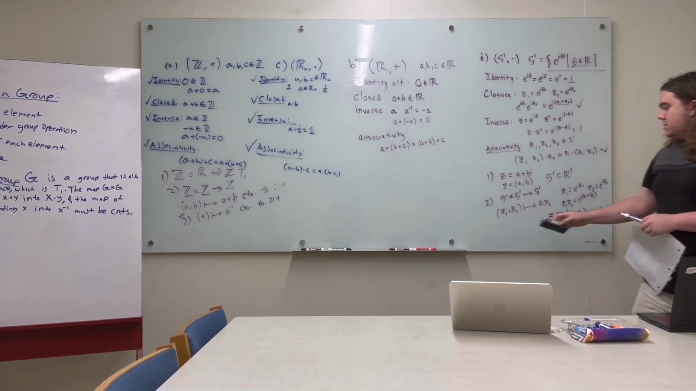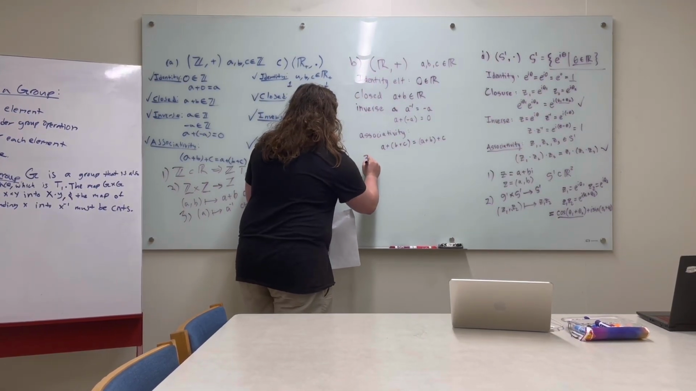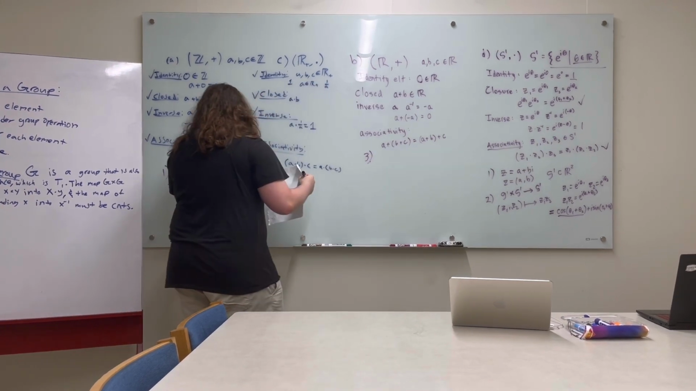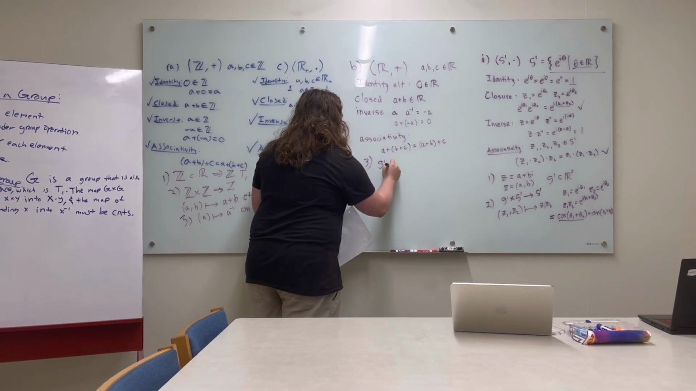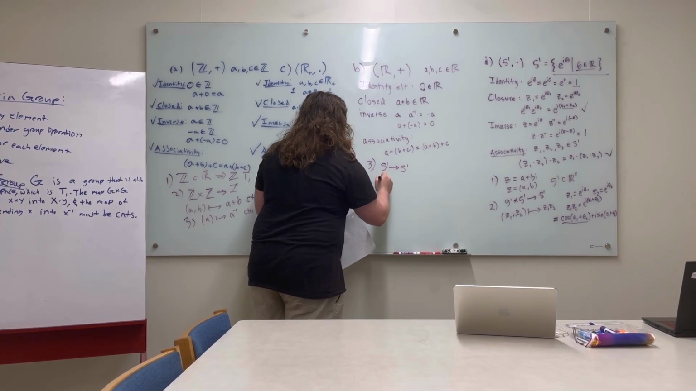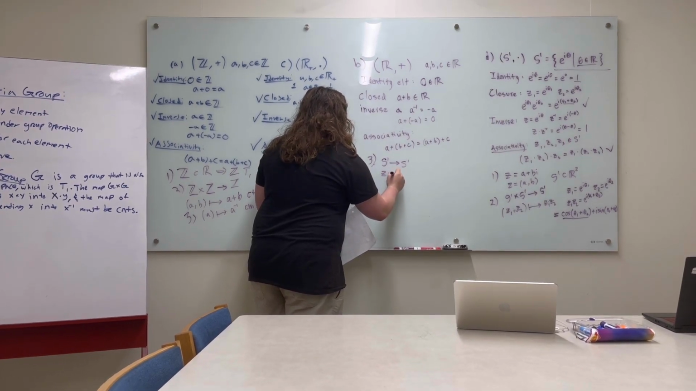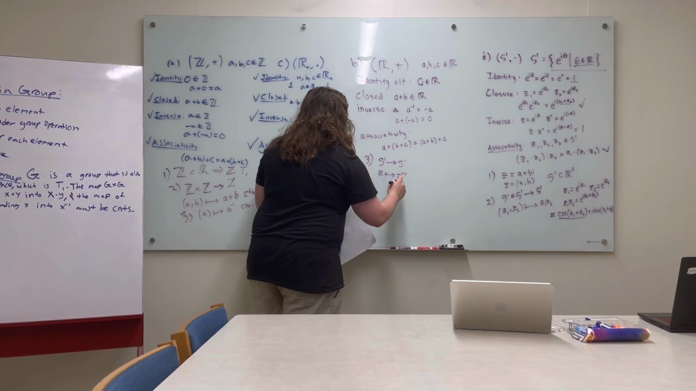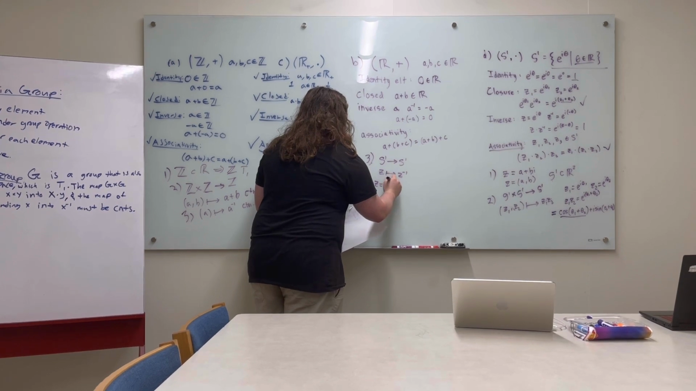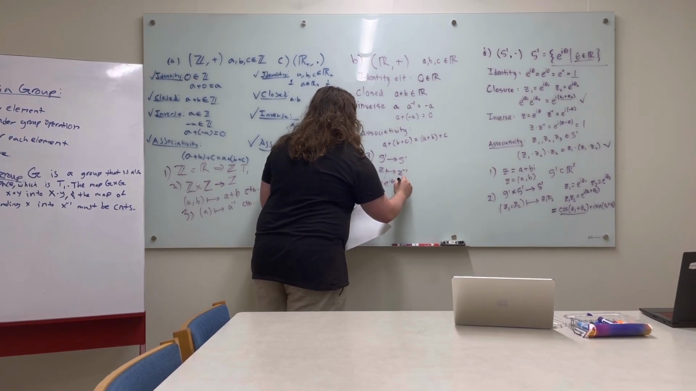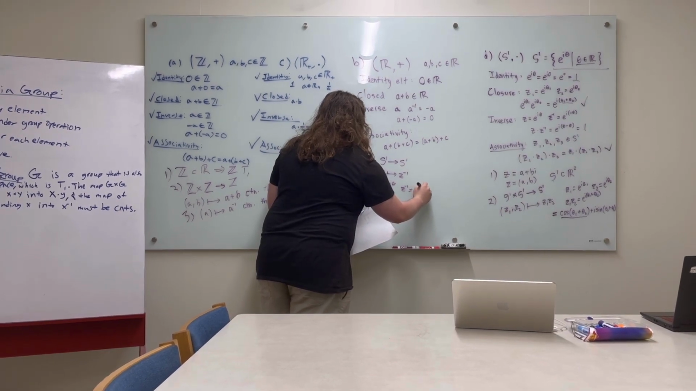So then, for number 3, we need to show that the map from S1 to S1, taking Z to Z inverse, is continuous. So we let Z equal e to the i theta. Z inverse is simply e to the i negative theta.